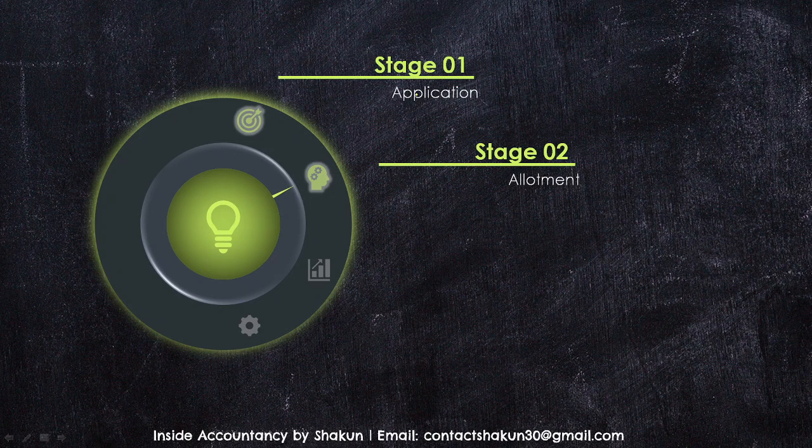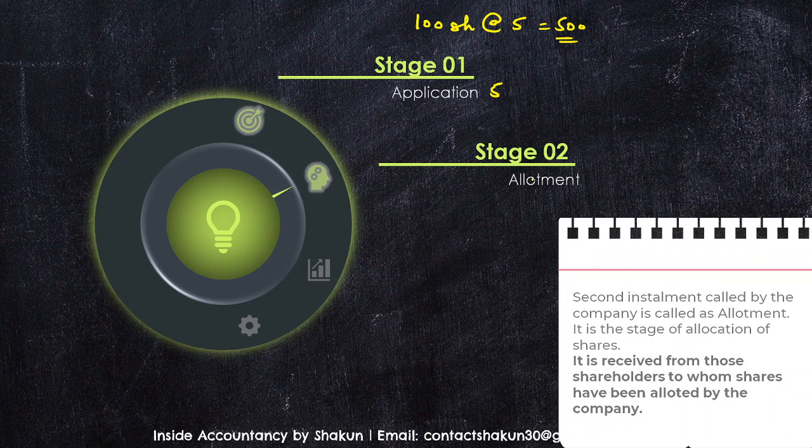Now in case of allotment, see the example I took, that I had asked for 100 shares at the rate of 5, since the application was at the rate of 5, so 500 rupees I had already paid to the company. Now comes the stage of allotment. Allotment means when the company is actually allotting shares to the shareholders. The second installment is called allotment, and it is the stage of allocation of shares where the company is actually allocating the shares to the respective shareholders. It is received from those shareholders to whom shares have been allotted by the company.